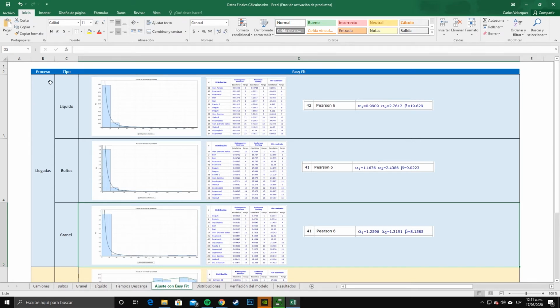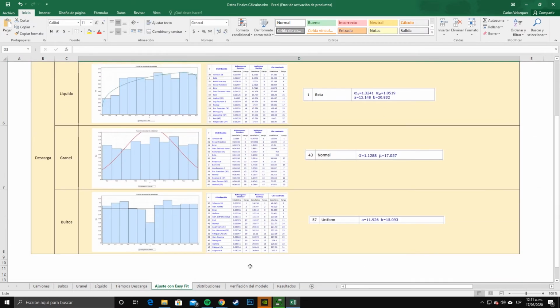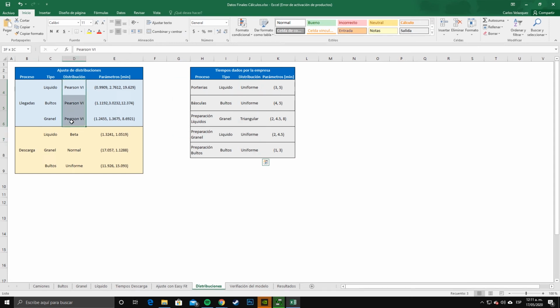In order to obtain the statistical distributions, we used an app called EasyFit. It provides us with a graph with the goodness of fit and the parameters of each distribution. For the arrivals, the distributions that we obtained were Pearson 5. And for the unloading processes, the distributions were beta, normal, and uniform.